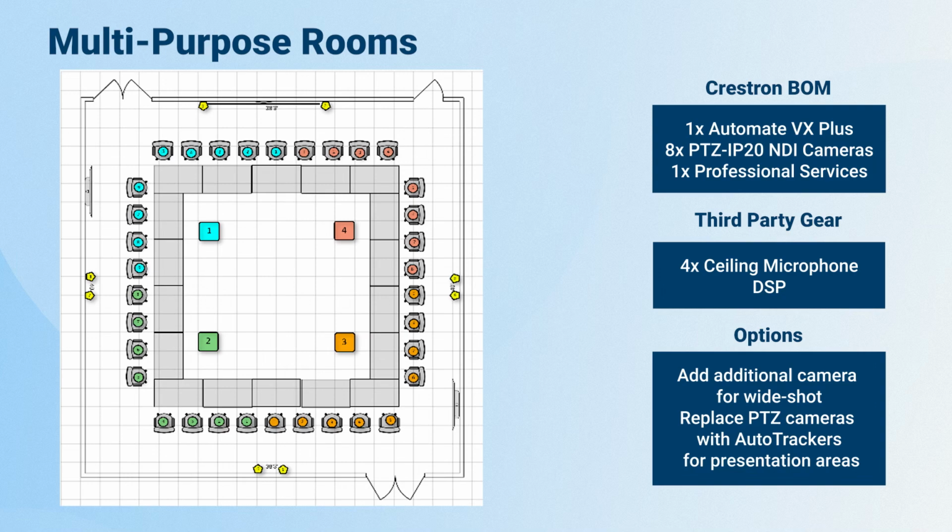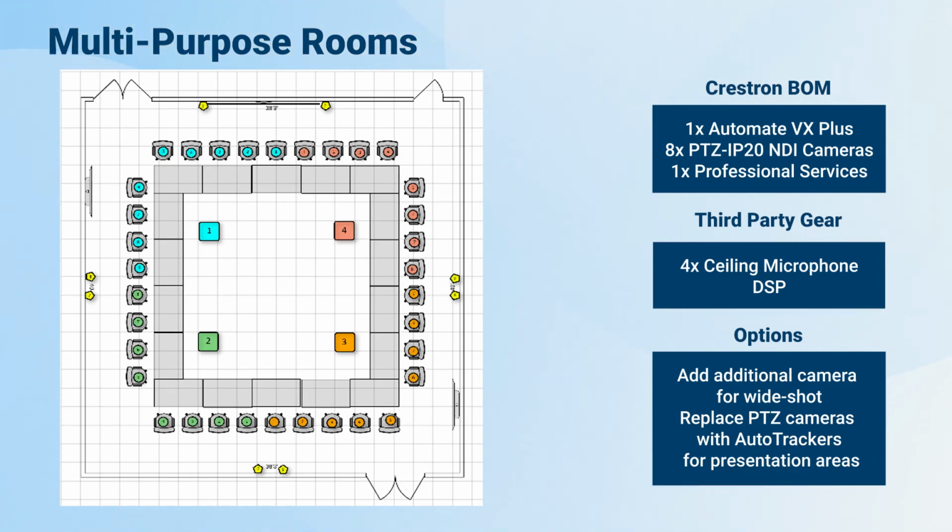Automate VX allows you to store and recall room designs for each of your furniture layouts. You will need to make a room design for each of the configurations in which the room will be utilized. If you are using ceiling arrays, you will need to verify the microphone locations and positions for each furniture layout.